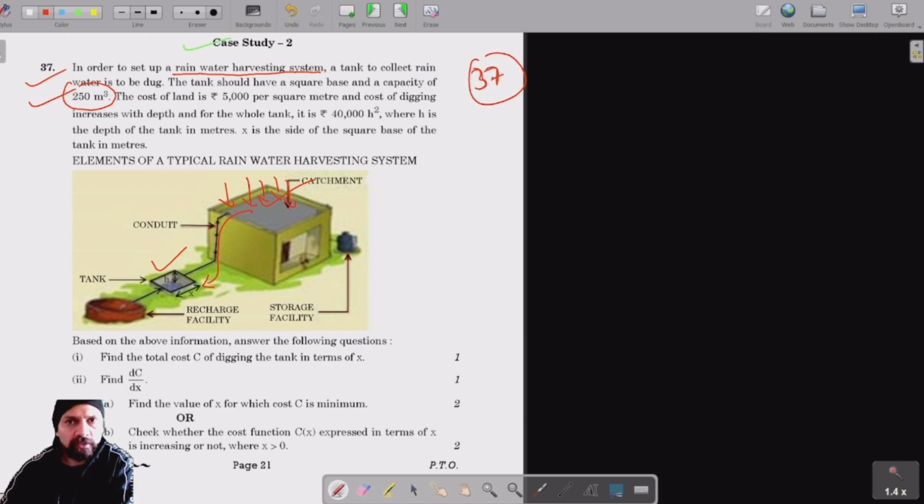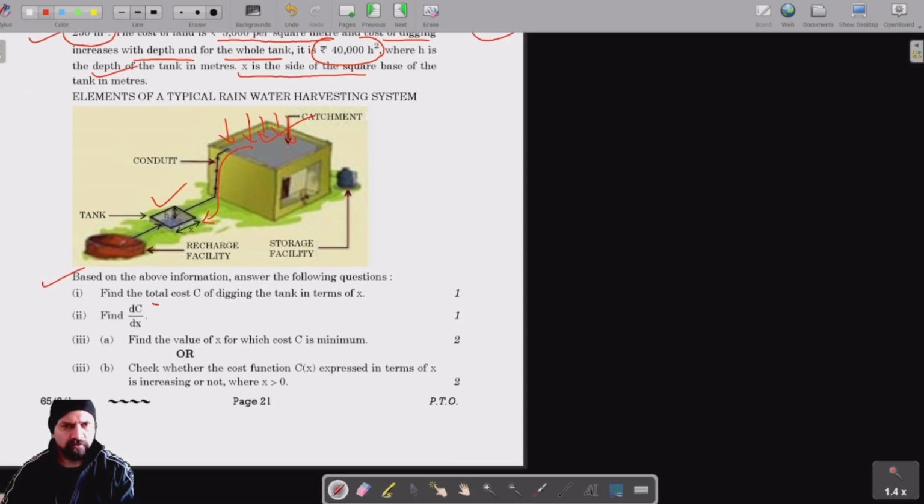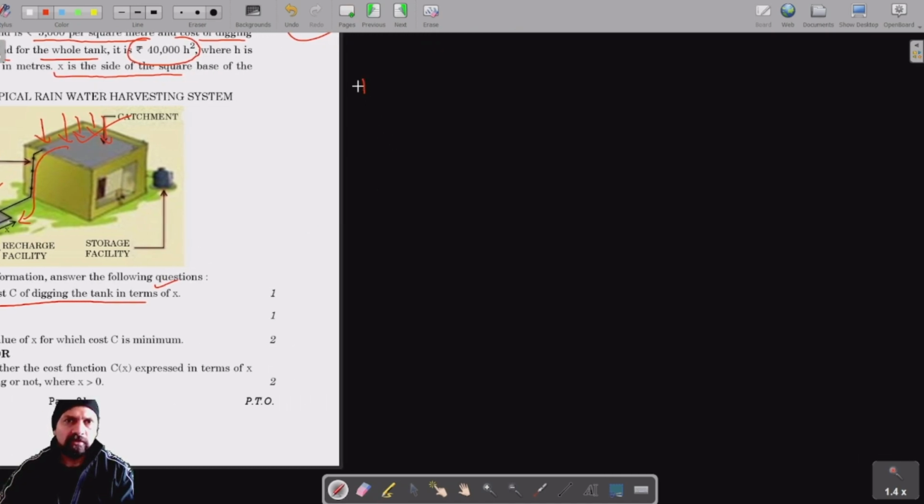And to purchase this much land to dig out the tank, which has a square base, the cost of the land is 5,000 per square meter. And the cost of digging increases with the depth, and for the whole tank, the cost of digging is 40,000 h square, where h is the depth of the tank and x is the side of the square base. So this tank has a square base with side x and height h. Now, based on this above information, we have to answer the following questions. We have to find the total cost of digging in terms of x.